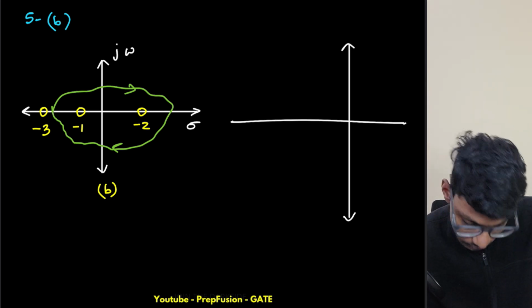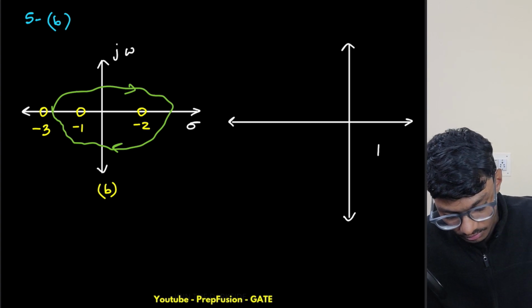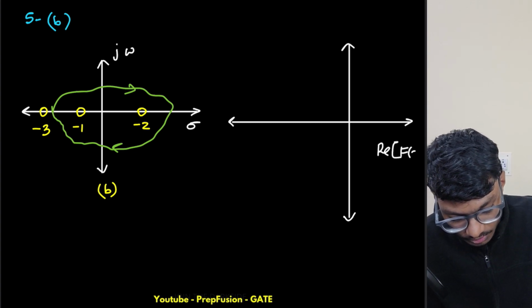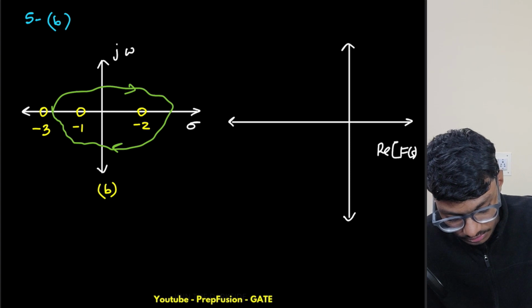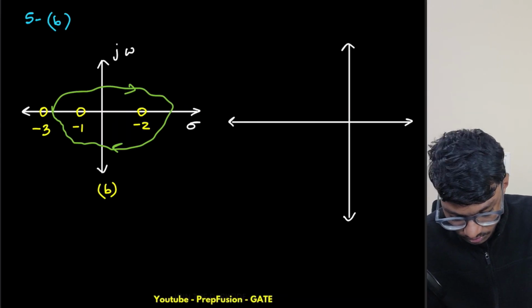The encirclement around the origin will be the same again. Let me write this in a different pen actually. What should I do?